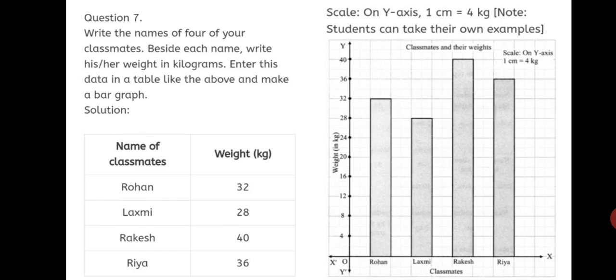So that's all about practice set 19. Hope you have understood it well. And with this, we have also completed the chapter bar graph. So practice the bar graphs properly.